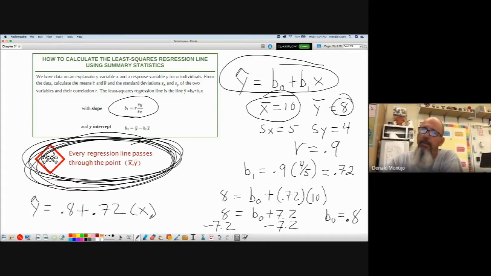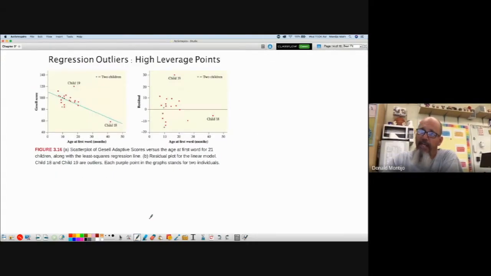All right. So finally, what are we going to do with these unusual points? Remember, we want to talk form, direction, strength. Anything unusual? Form, direction, strength. Weird stuff? Form, direction, strength. Unusual? So here is a regression line accompanied with its residual plot.